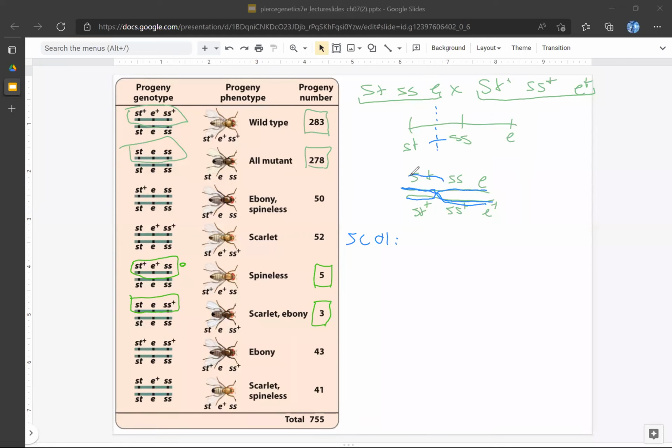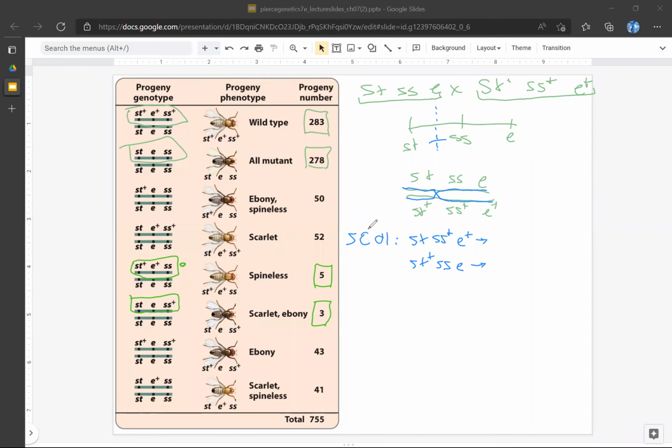So we have ST combined with SS plus E plus is one of them. And then the other one is ST plus with SS and E. So the other genotype is ST plus SS E. These are our two genotypes, or two recombinants, that result from the single crossover and only the single crossover.